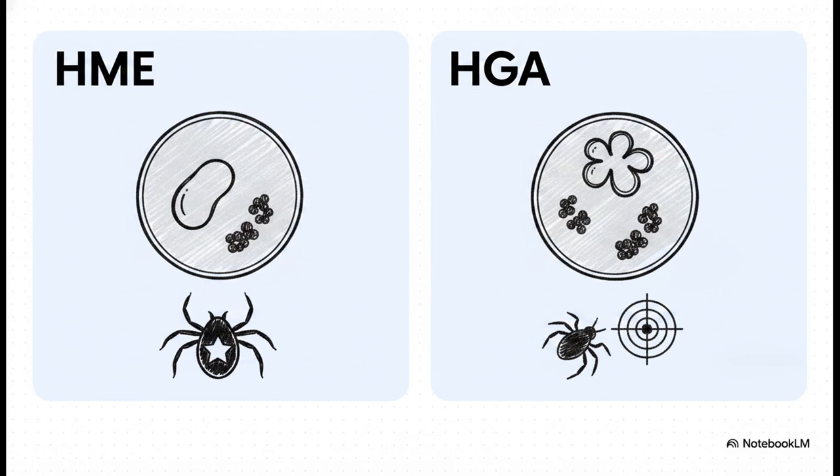Now contrast that with HGA, human granulocytic anaplasmosis. The visual for this one is morulae in neutrophils. And the vector here is the Ixodes tick, which is the exact same tick that carries Lyme disease. This means co-infection is highly possible. So just remember, monocytes for HME and neutrophils for HGA.